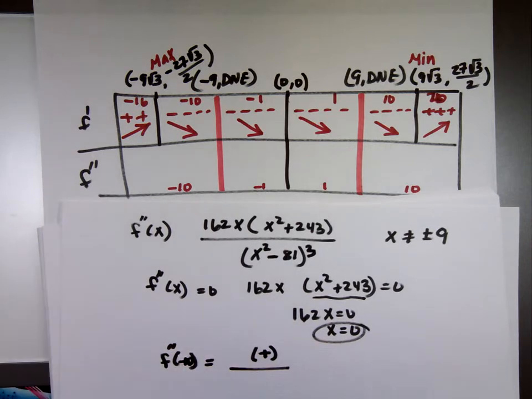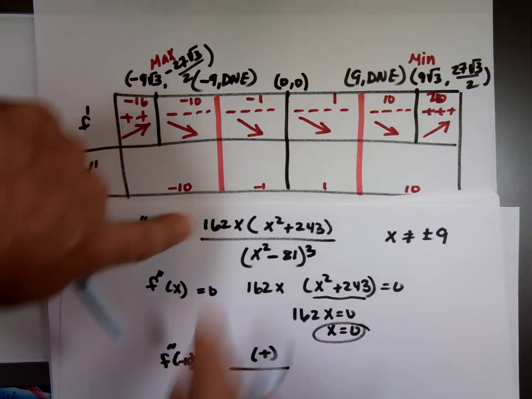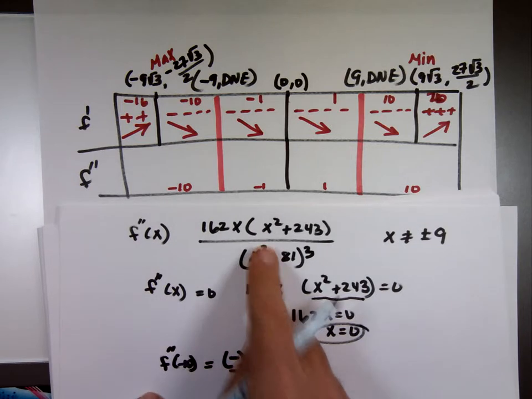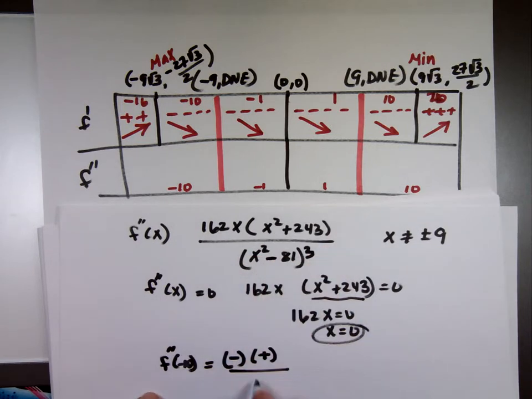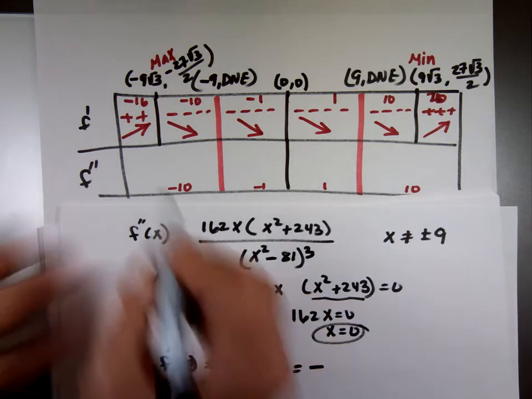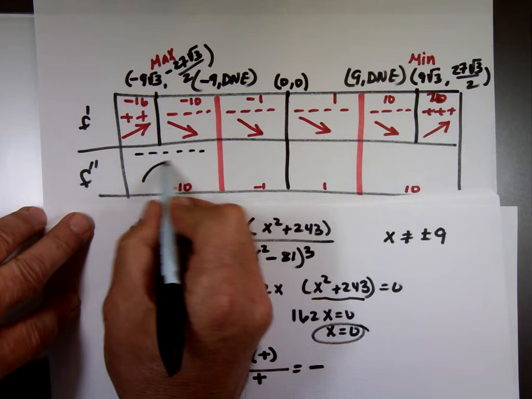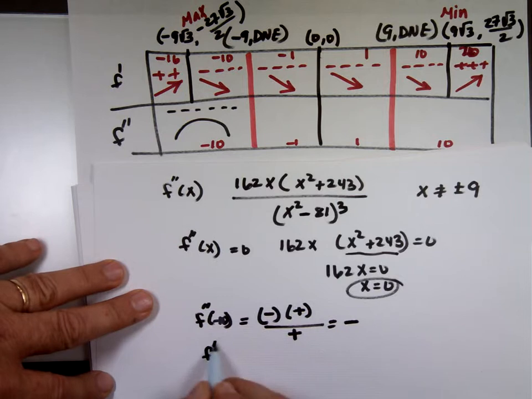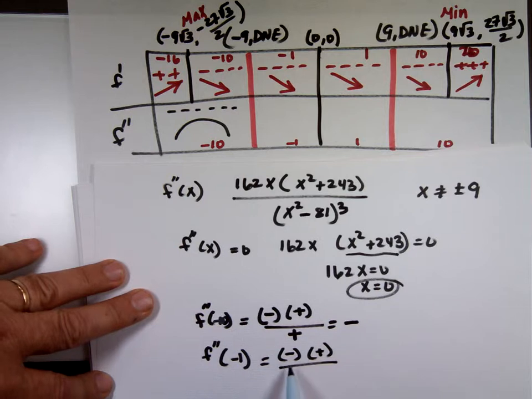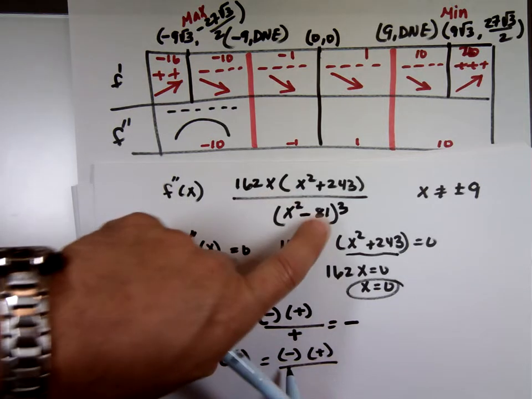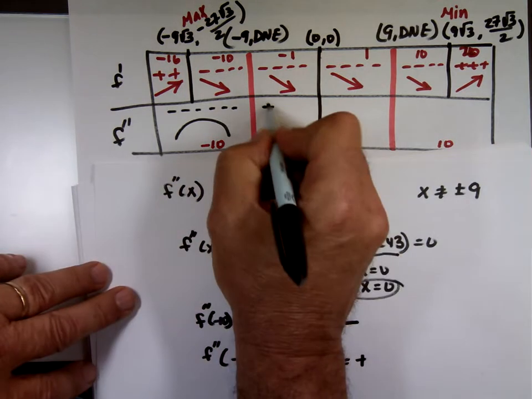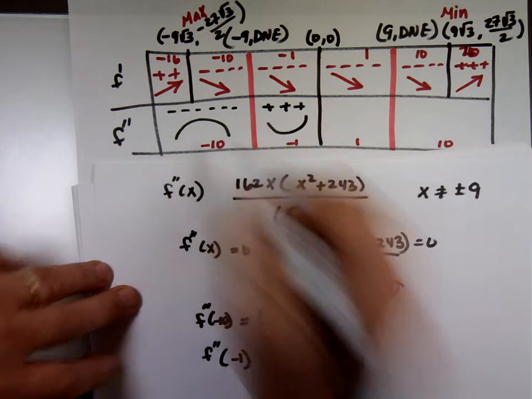For negative 10, this piece is going to be negative. And on the bottom, when you take minus 10 squared, that's 100. 100 minus 81, positive, cubed, that's positive. That's a negative. Concave down. What's the second derivative at minus 1? Negative, positive. On the bottom, minus 1 squared is 1. 1 minus 81 is negative, cubed. That's a negative. That's a positive. Again, at first glance, it looks like an inflection point. It's not. There's a hole there.